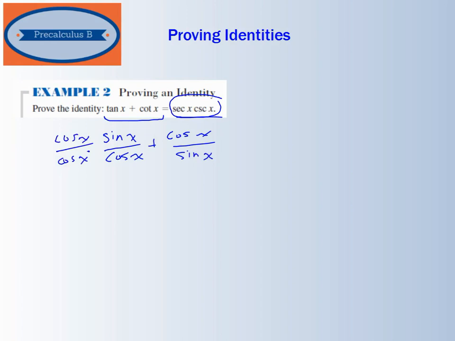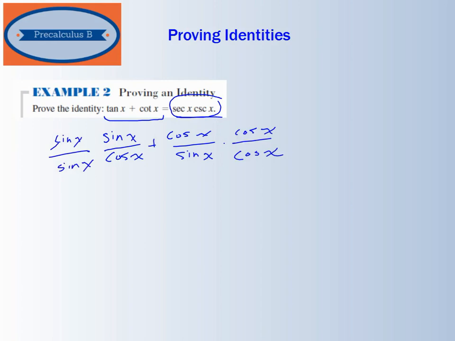I'm going to multiply the left side by sine x over sine x, because I'm looking for a common denominator here. The common denominator is going to be sine times cosine. So sine x over sine x, and the right side by cos x over cosine x.